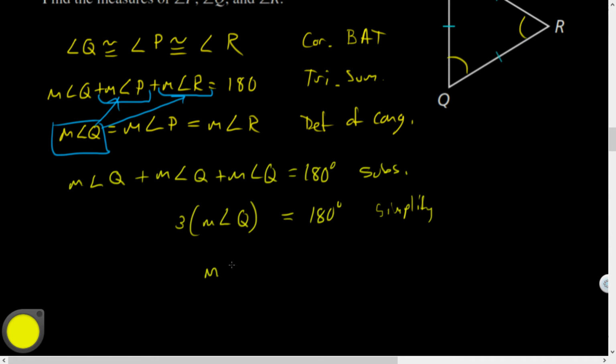Oh yeah! The measure of angle Q is equal to 60 degrees as long as the others are, by transitivity. And why is that true? That's div prop equal, division property of equality.